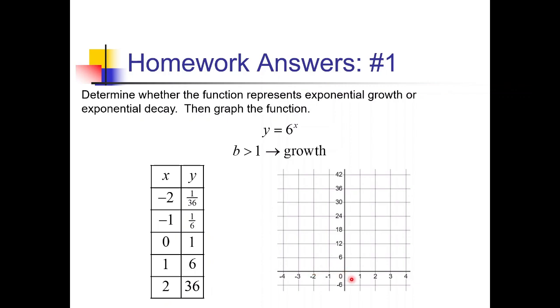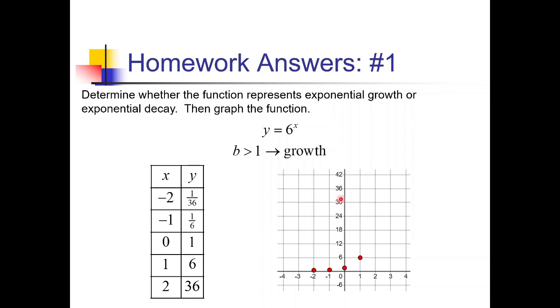Graphing all of that out, we've got -2 comma 1 over 36, which is very close to the x-axis. And then we've got -1, 1 over 6, which is also very close to the x-axis, but a little further away than 1 over 36. Kind of impossible to tell at this scale. Then we've got 0 comma 1, which is a little bit higher up. And then 1 comma 6, we can actually fit there.